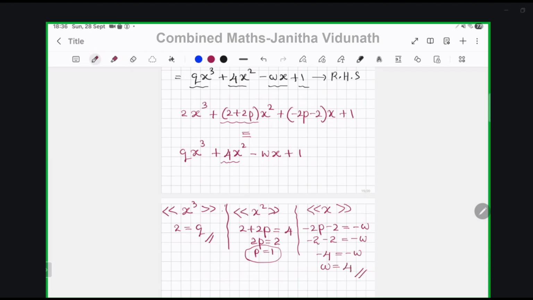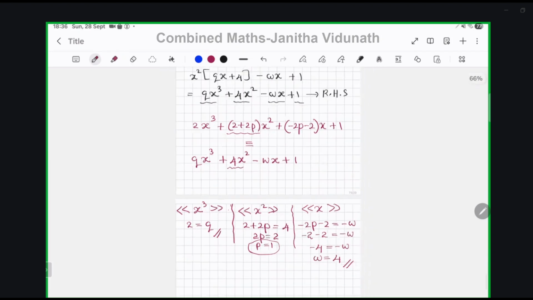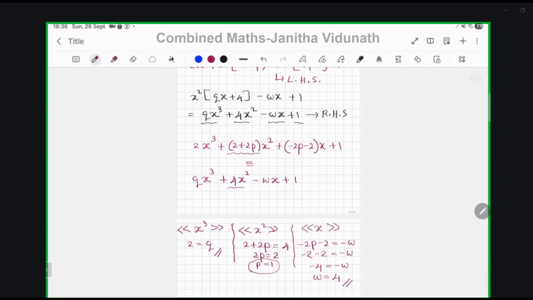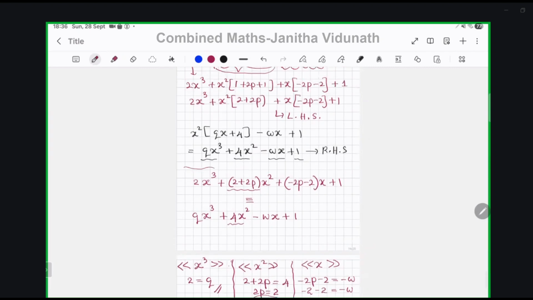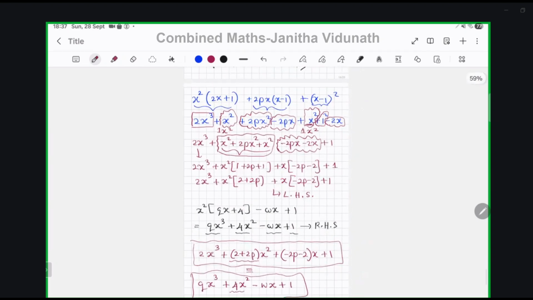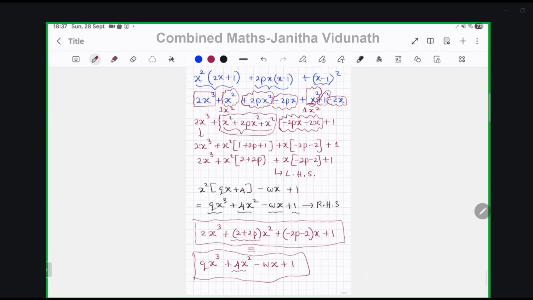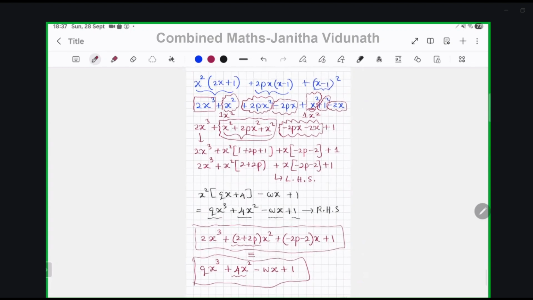Now we have found the values of p, q, and w. Before trying to evaluate, first we need to simplify the final polynomial, each term separately. Then we need to put in the corresponding coefficients and find the values. Okay, I will give 2 minutes to write this down. Start to write this down.